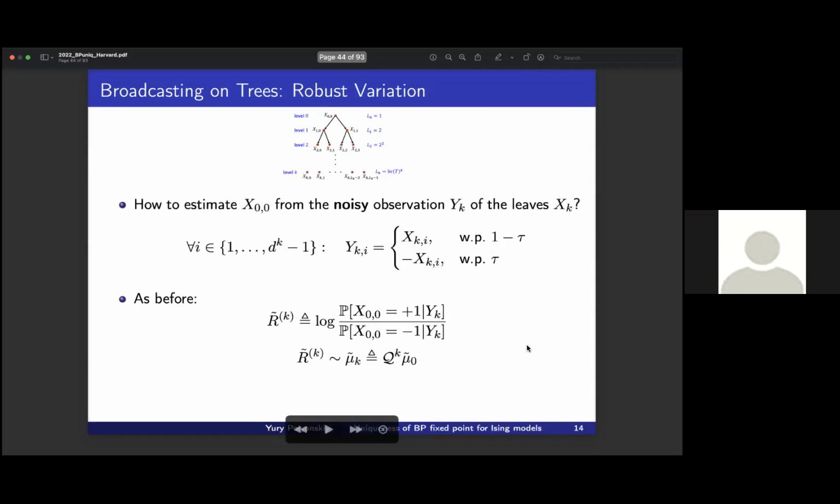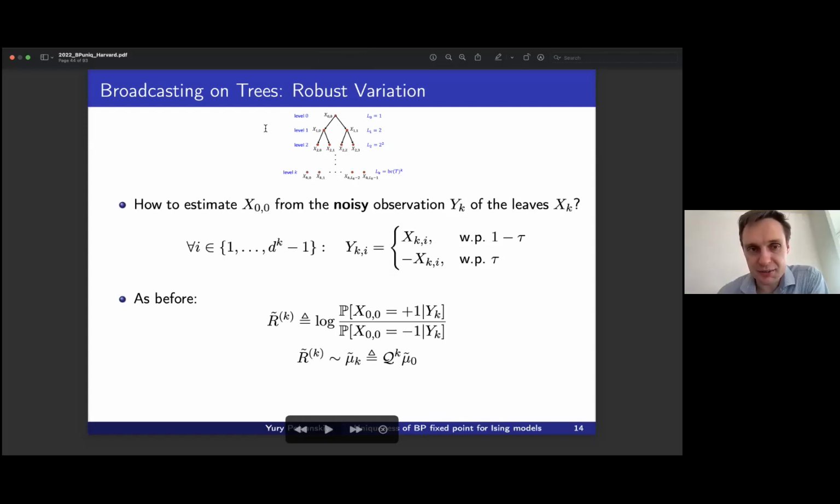Okay. So now again, to solve this noisy or robust broadcasting on trees question, you again do belief propagation and you do exactly the same thing. What you find is that nothing has changed in the iterations. The only change is the initialization. Instead of starting with the delta function at plus infinity, corresponding to perfect observations at the bottom, you now start with a measure which has two components: a delta distribution at log((1 minus tau) over tau) and minus that.